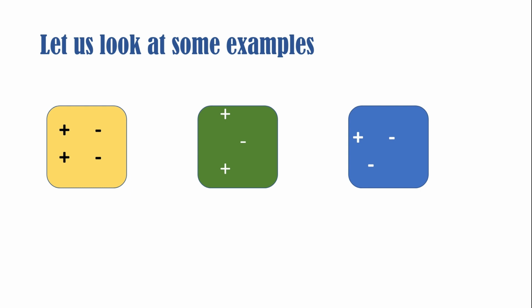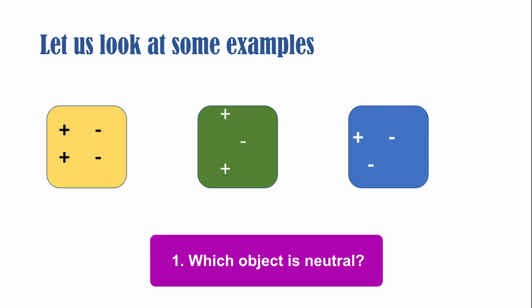Let us look at these diagrams to see if you understand the principles on charged objects. I will be asking 3 questions. You may pause before I provide the answer for each question so that you can test your own understanding. Number 1. Which object is neutral? If you said the yellow one, you are correct.